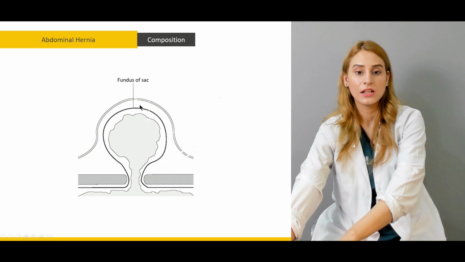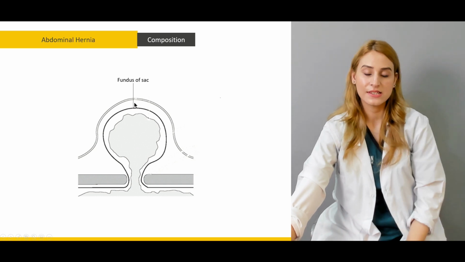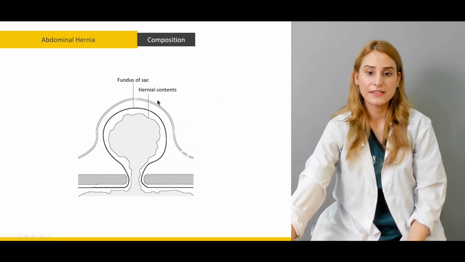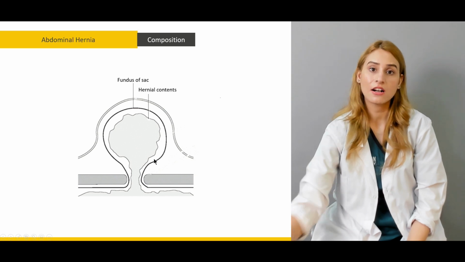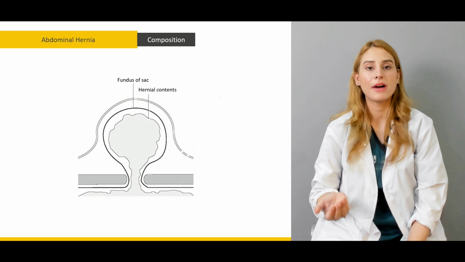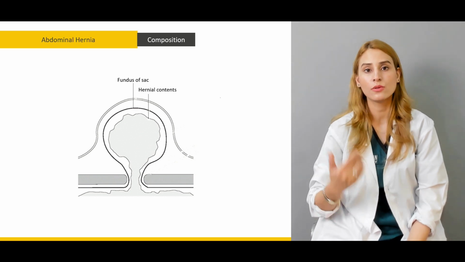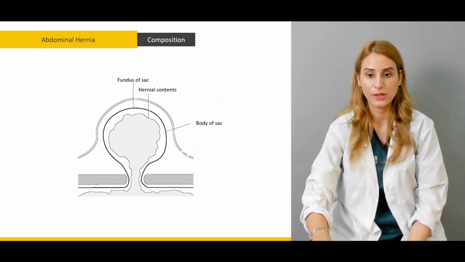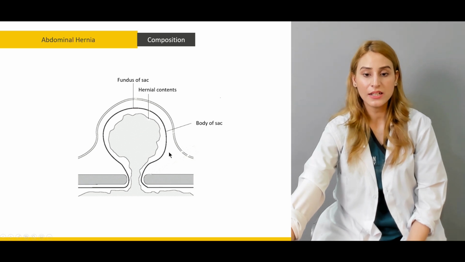So first of all, you can see that this is the fundus of the sac. These are the hernial contents, which can be fat, which can be omentum, which can be bowel, maybe involving the small bowel or maybe involving the large bowel as well. So this is the body of the sac. Then you have the neck of the sac.